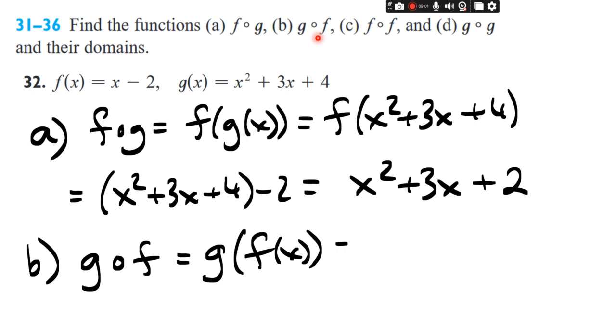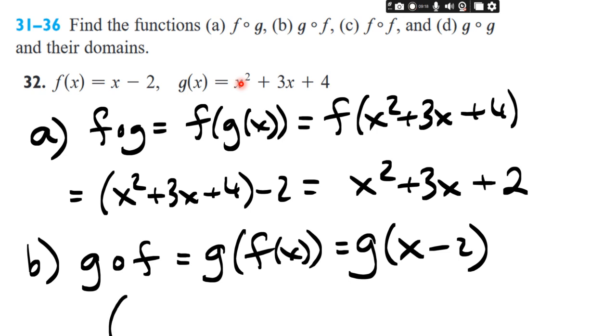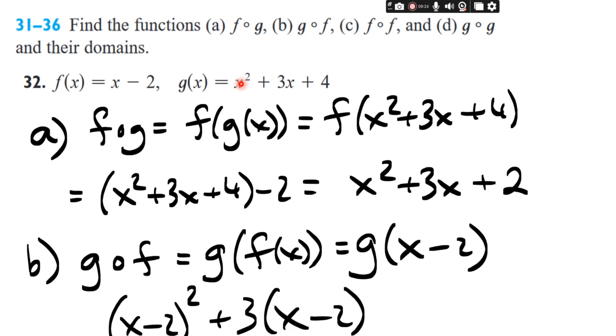All right, what is the f function? The f function is x minus 2. So notice the g is still on the outside, right? g is not multiplying this. It's the function g of x minus 2. So here it is. We're going to start rewriting the g function. When we see an x, we replace it with x minus 2. So let's go with it here. So this is x minus 2 squared plus 3 times x minus 2. And then it's a plus 4. All right, do we need to simplify this out?